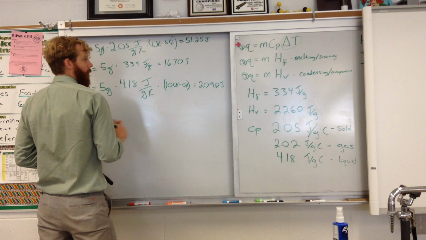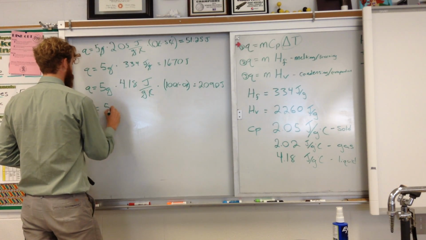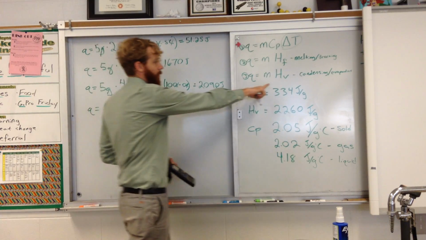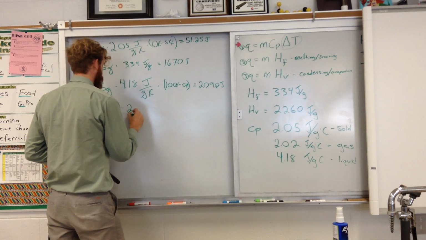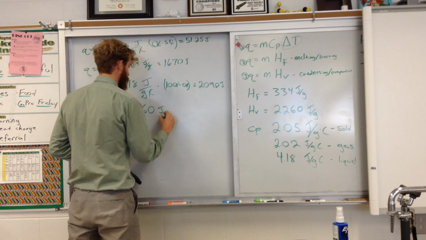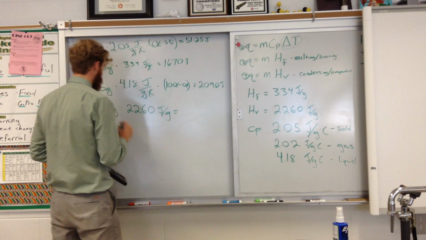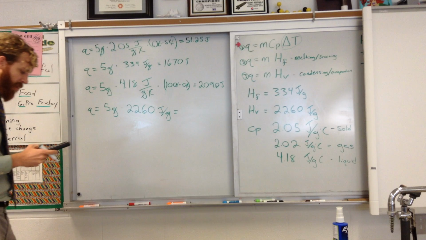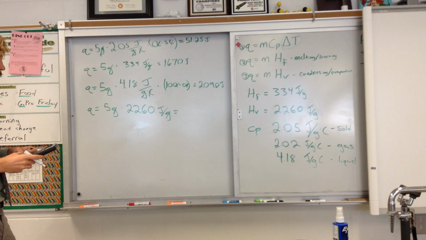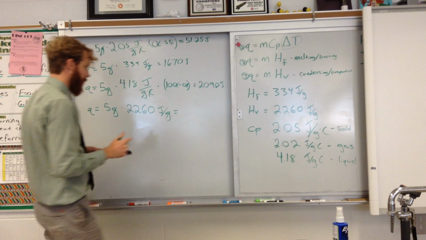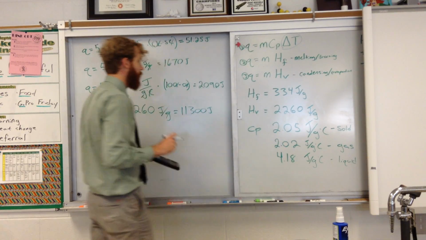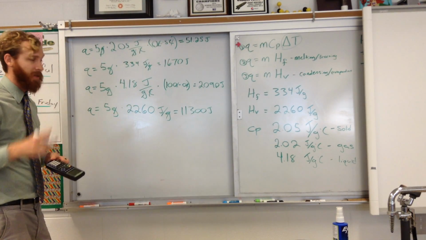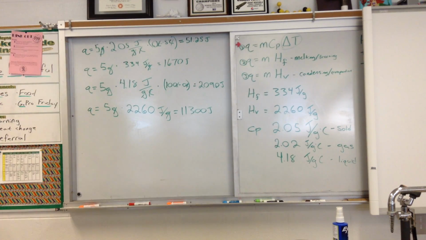So Q stays the same. 5 grams times our heat of vaporization, which is 2,260 joules per gram. Plug it into our calculator. Our grams cancel out. 5 times 2,260 gets us 11,300 joules. So that's how much energy it takes to evaporate 5 grams of water.